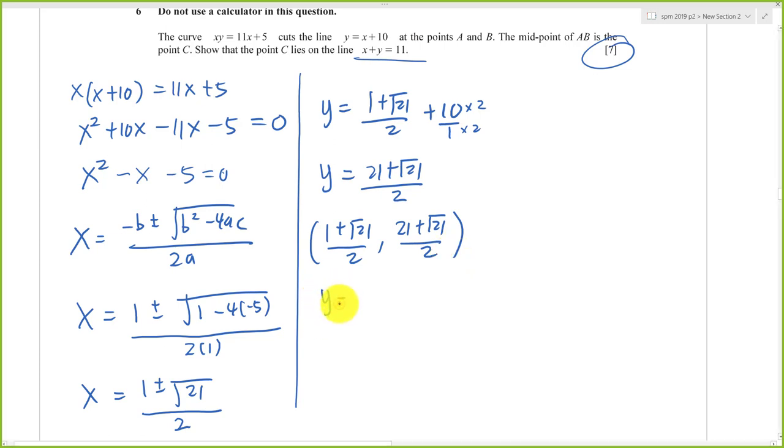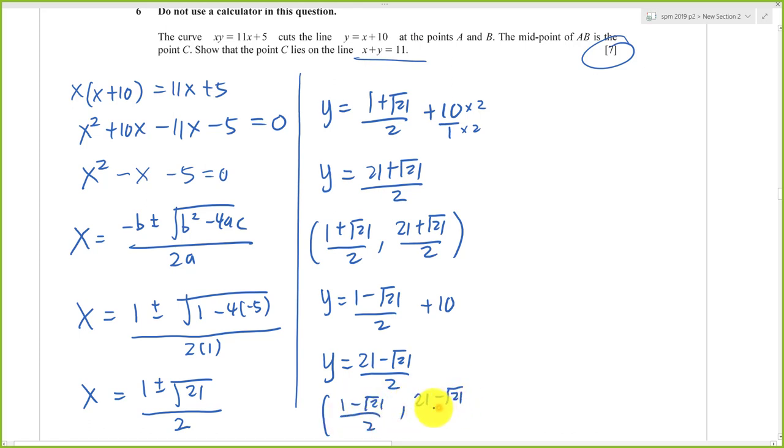Another one is 1 minus square root 21 over 2, and then plus 10. So it's 21 minus square root 21 over 2. So we have 1 minus square root 21 over 2, and then 21 minus square root 21 over 2. You can call either one A or B, it doesn't matter. Then the next thing is, you need to find the midpoint of it, which is coordinate C here.